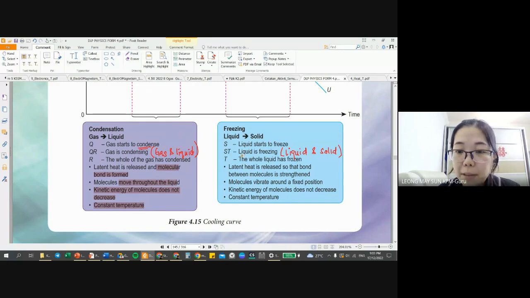All right, what happens when the heat continues being released but the temperature doesn't change is because the latent heat released strengthens the bonds between the molecules. So from gas to liquid, the bonds are formed, but from liquid to solid, the bonds are being strengthened. The molecule vibrates around its fixed position, but the kinetic energy of the molecule does not decrease. And because it doesn't decrease, it is constant temperature.